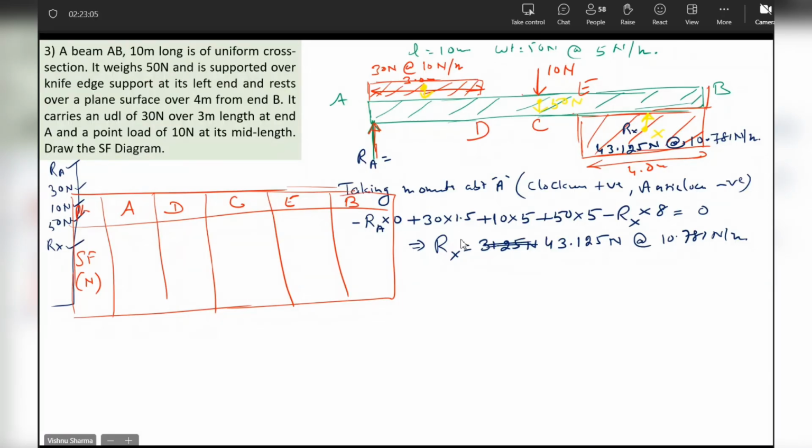A, C. Where are the point forces? Which are the point forces? Yes, sir. A and C. There are A only and C, two. Okay, first tell me also RA.